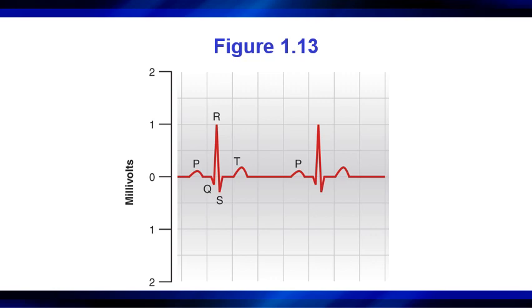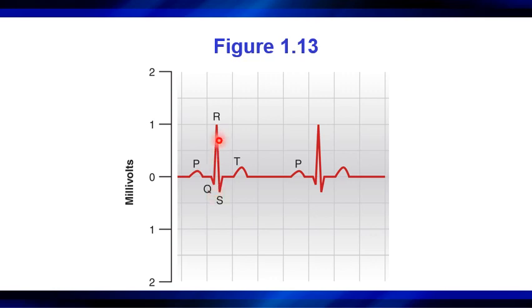So when we look at these parts, the P wave, right here, is depolarization of the atria and atrial contraction. Depolarization is when you get the actual activity occurring. The resting charge related to the conduction goes from negative to positive, and that actually creates the contraction. So the P wave is depolarization of the atria causing atrial contraction.